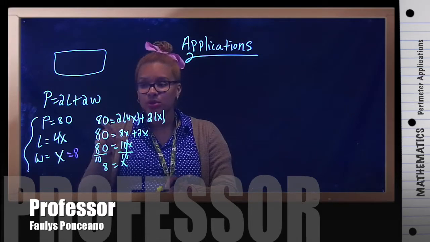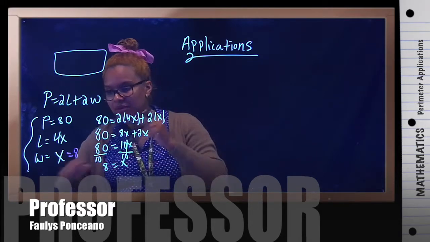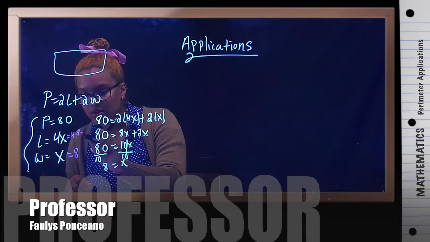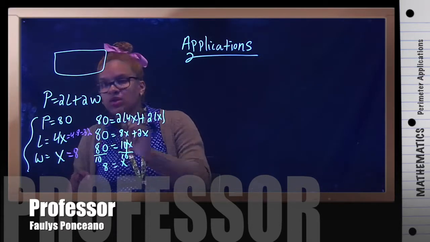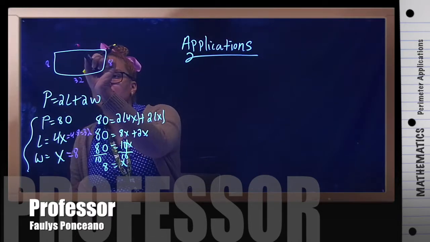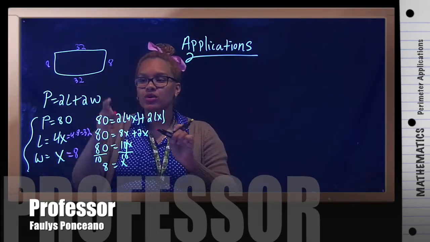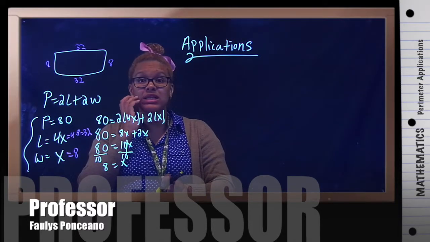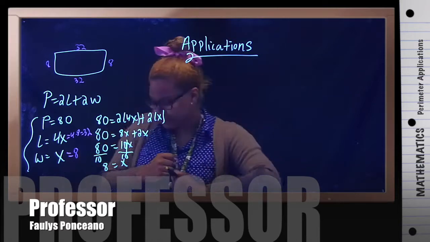Okay, to double check, let me write it right here. 4 times 8 gives you 32. So the width is 8, the length is 32. Go ahead and add all of those up and see that it gives you 80. If it doesn't, let me know.